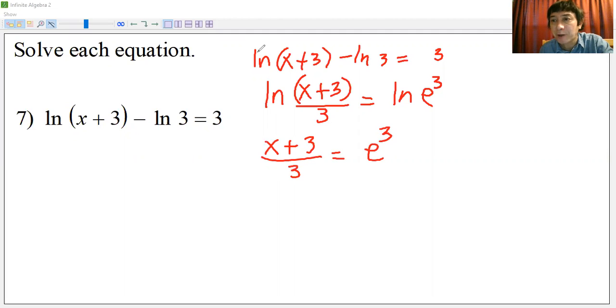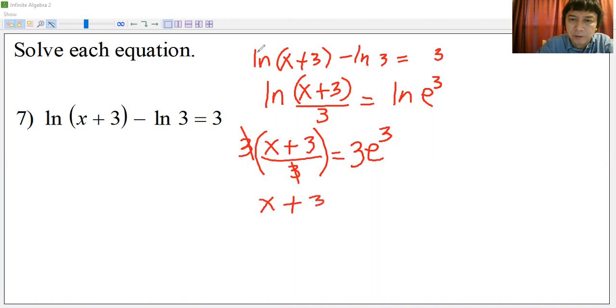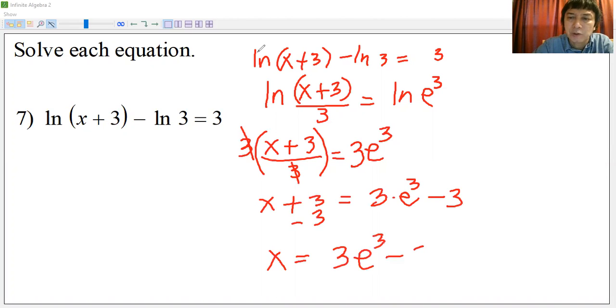Now, next we're after the x. So we shall remove the fraction there by multiplying 3 to both sides, okay? So I will multiply this by 3. I will multiply the right by 3, like that. And so this cancels out with the 3 there. The left side will just be x + 3. And the right side is 3 times e raised to the 3rd. All right, one more step, subtract 3 and subtract 3. And x is equivalent to 3 times e to the 3 minus 3.